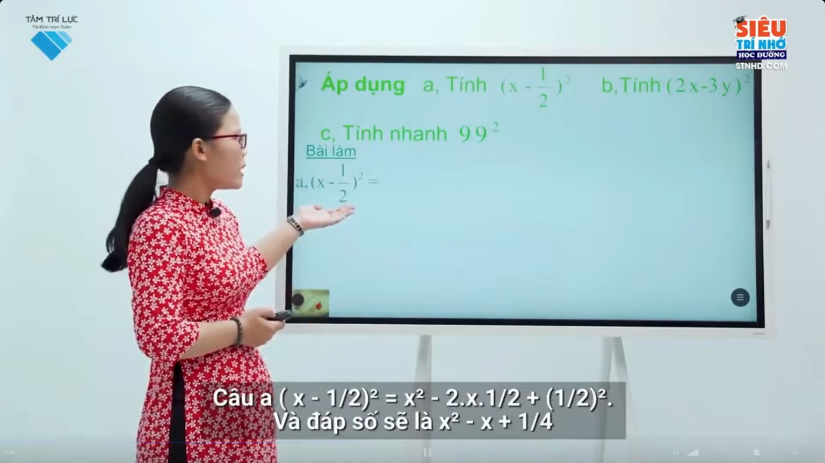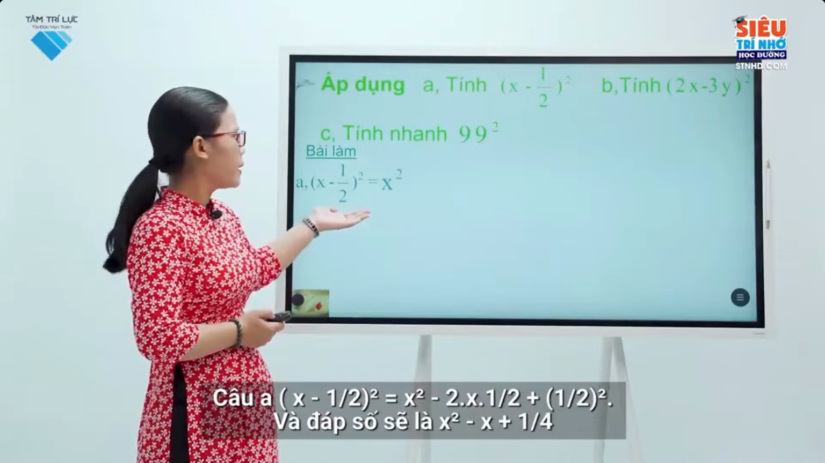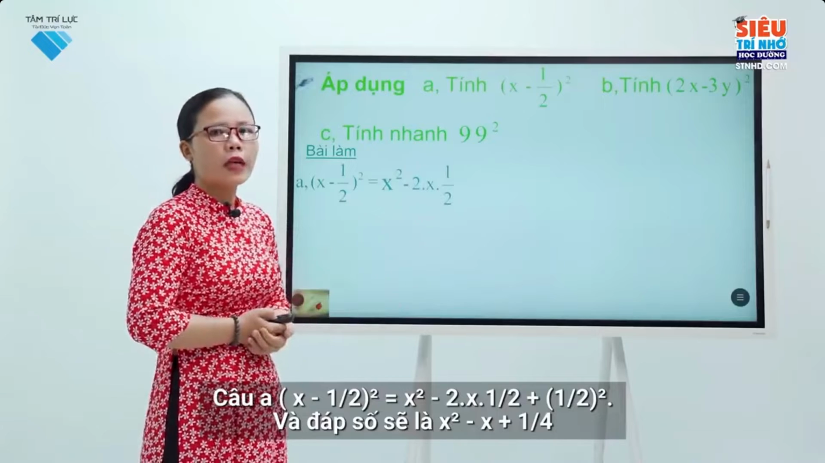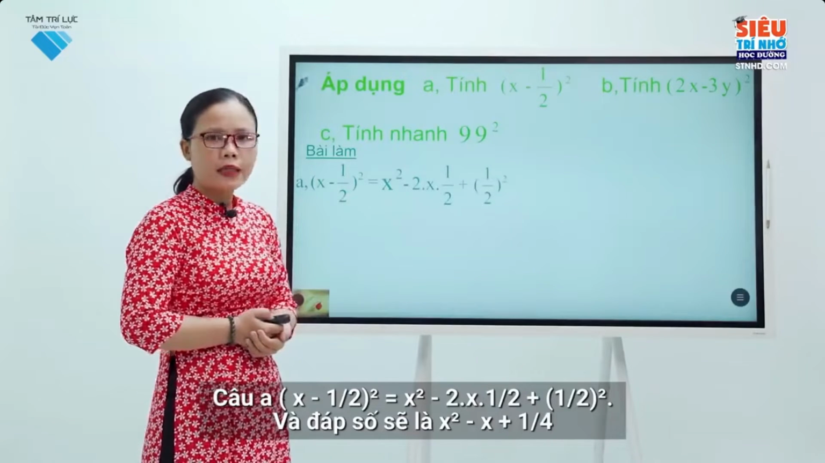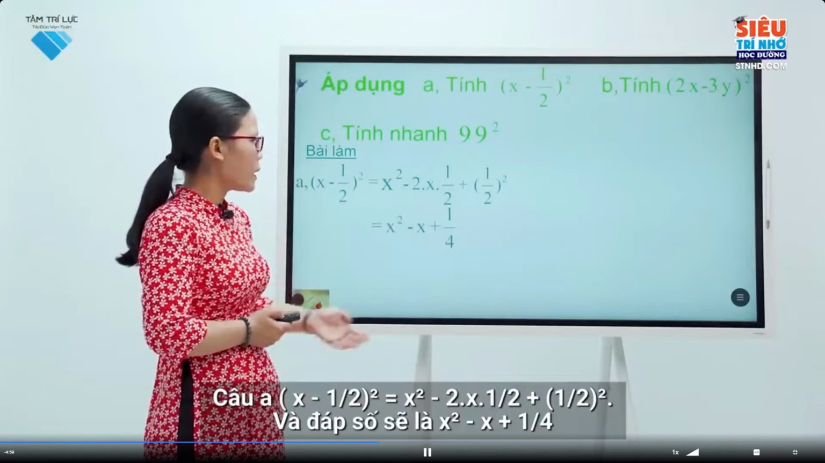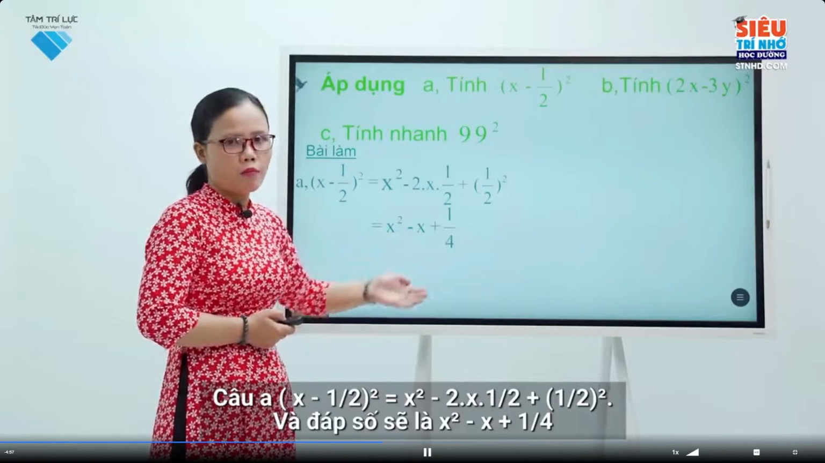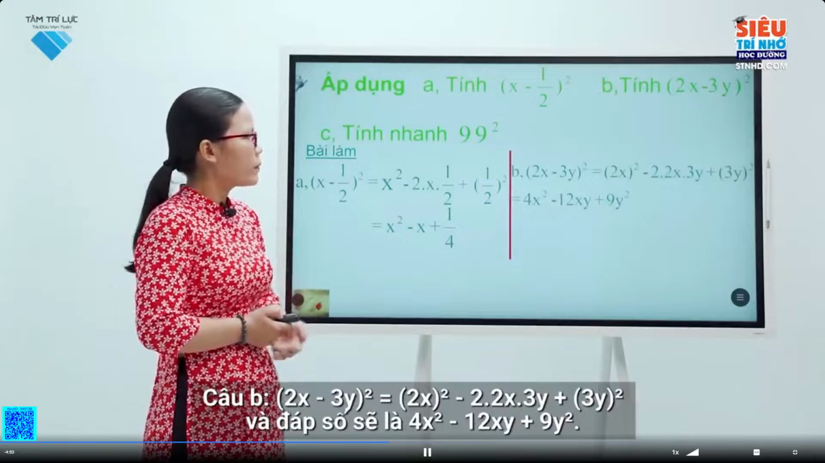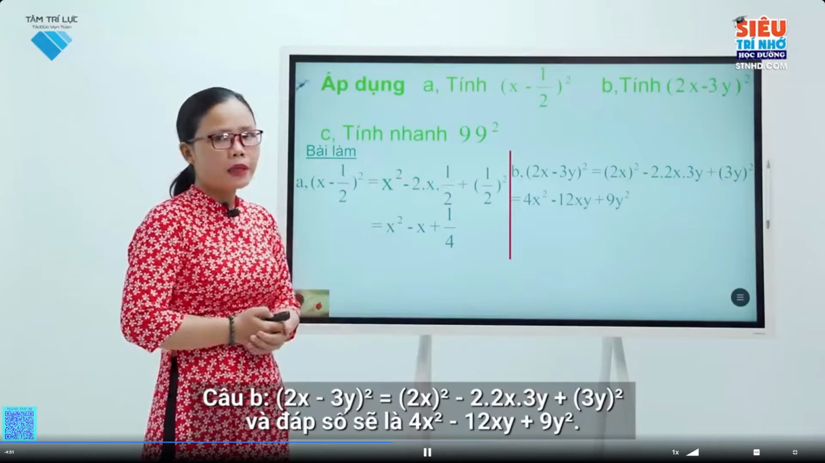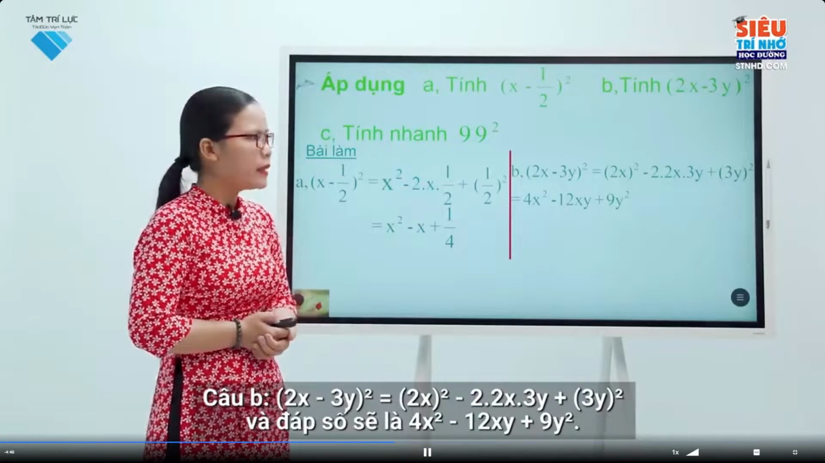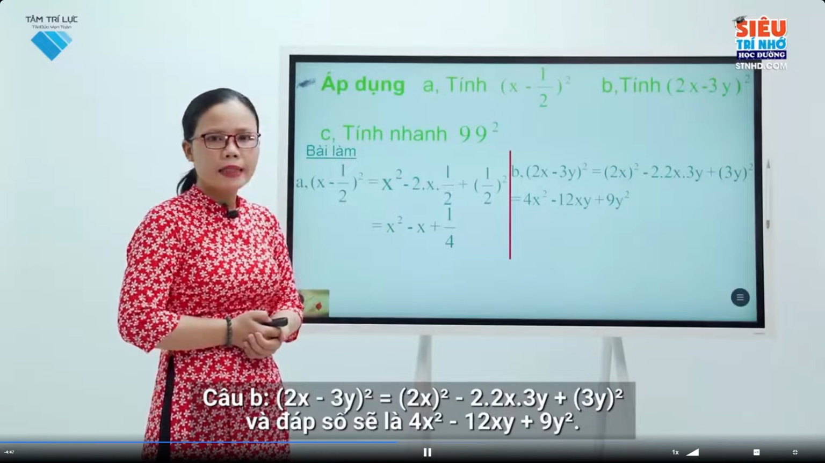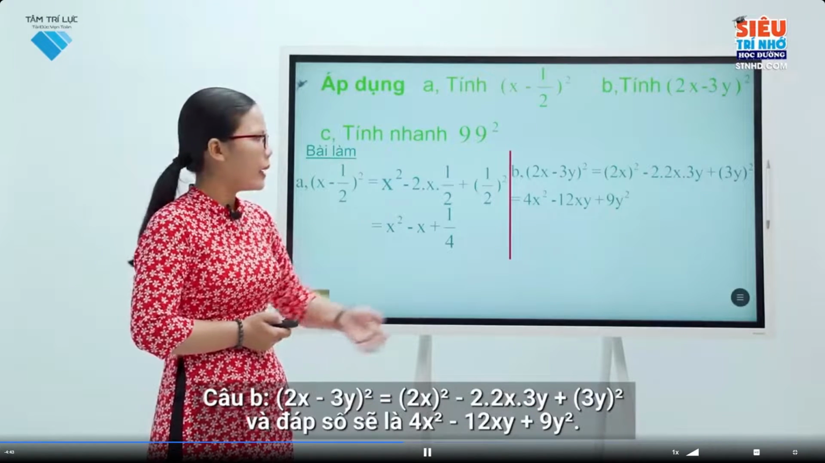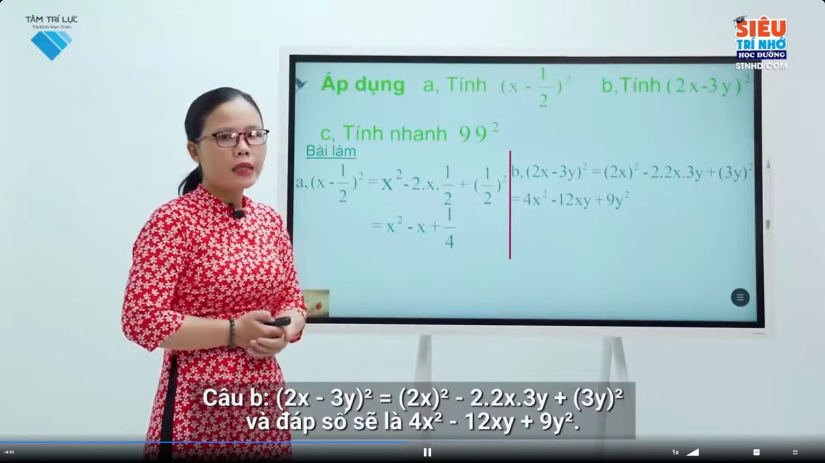Question A. (x - 1/2) squared equals x squared minus 2 times x times 1/2 plus (1/2) squared. And the answer will be x squared minus x plus 1/4. Question B. (2x - 3y) squared equals (2x) squared minus 2 times 2x times 3y plus (3y) squared. And the answer will be 4x squared minus 12xy plus 9y squared.